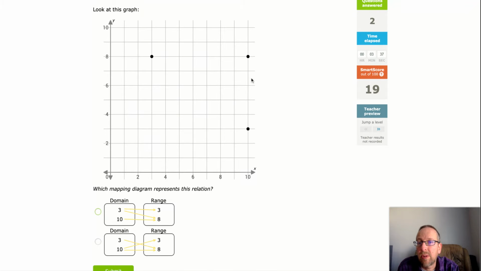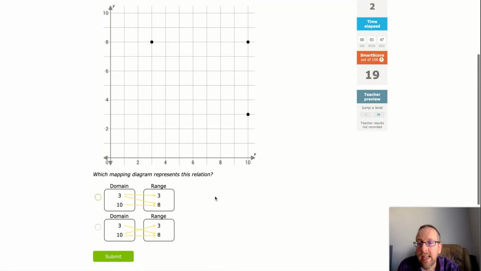Another way to represent relationships is by a graph. Now remember, a graph is a coordinate plane where the horizontal is x, the vertical is y, and again, x is our domain, y is our range. So when we look at these mappings, again, is what they're called, it pairs 3 to 2 different values. It pairs 3 to 3 and it pairs 3 to 8.